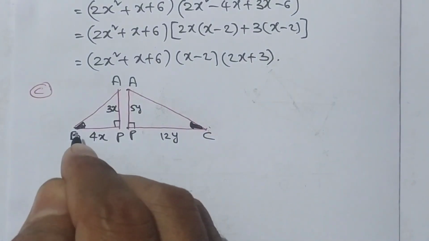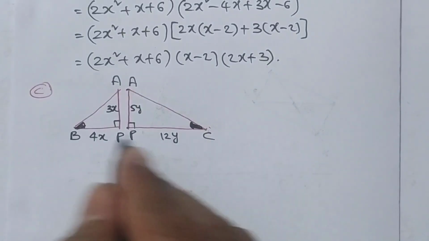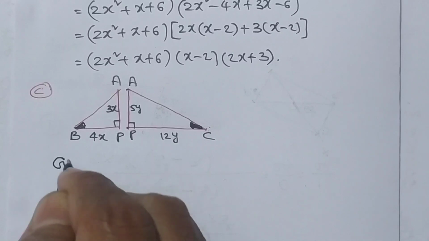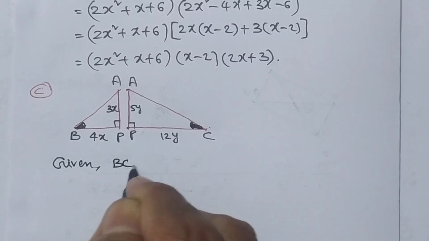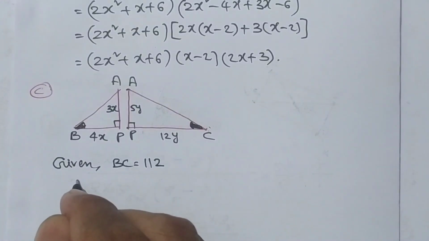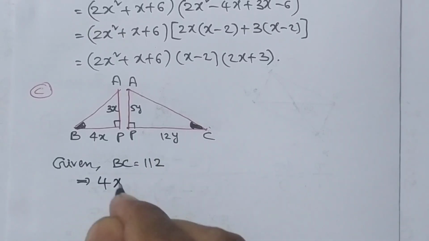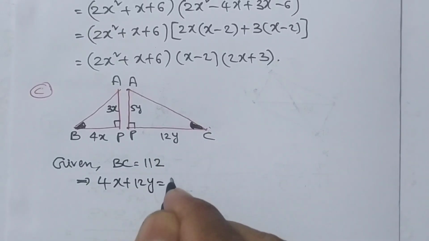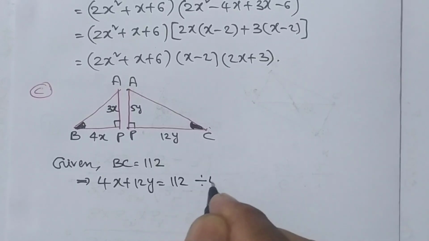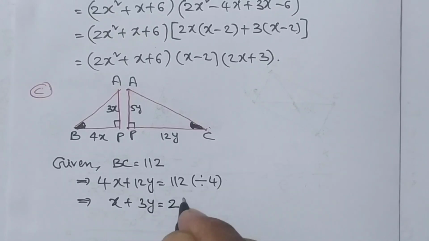Now one more thing is given. BC is 112. Here you understand. Here what BC indicates? Given BC is 112 centimeter. Okay, forget about the centimeter, it is 112. BC is nothing but BP plus PC, means 4x plus 12y. 4x plus 12y is 112. Let us divide this equation with 4, both the sides. This will be x plus 3y is equal to 28. This is equation number 1.